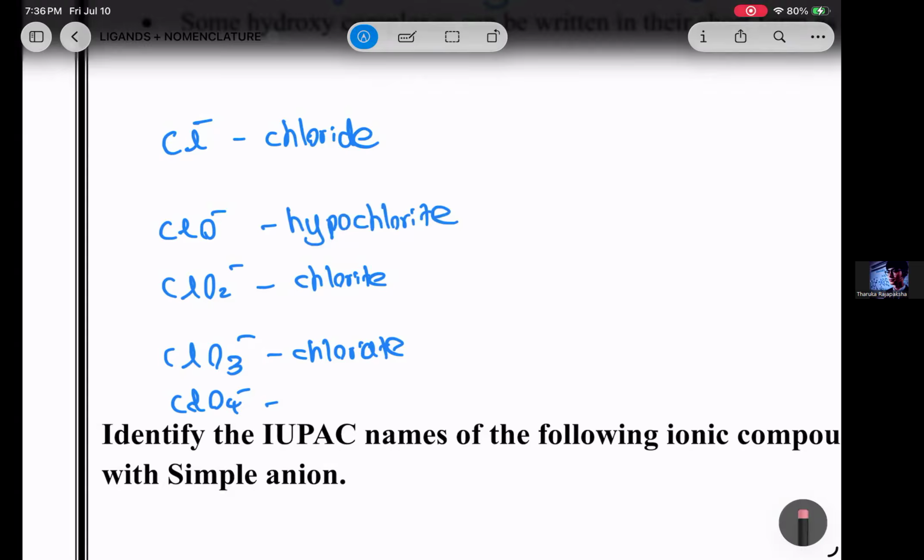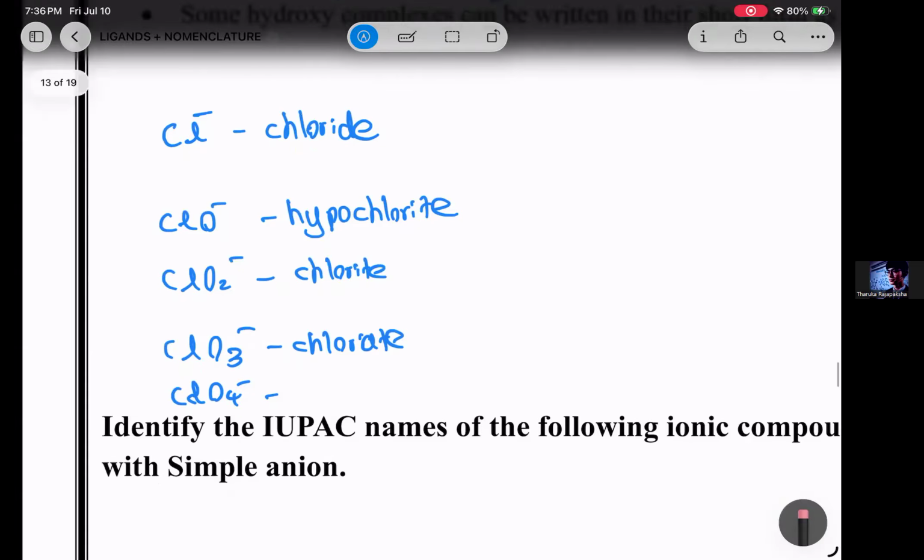Now, when the oxidation number increases, what do you call high blood pressure? Hypertension, right? But you don't write hyperchlorite. You write perchlorite. Right? Perchlorate, sorry. Perchlorate only is what you write. You cut the high part. I don't know why, but that's how it is. Perchlorate.